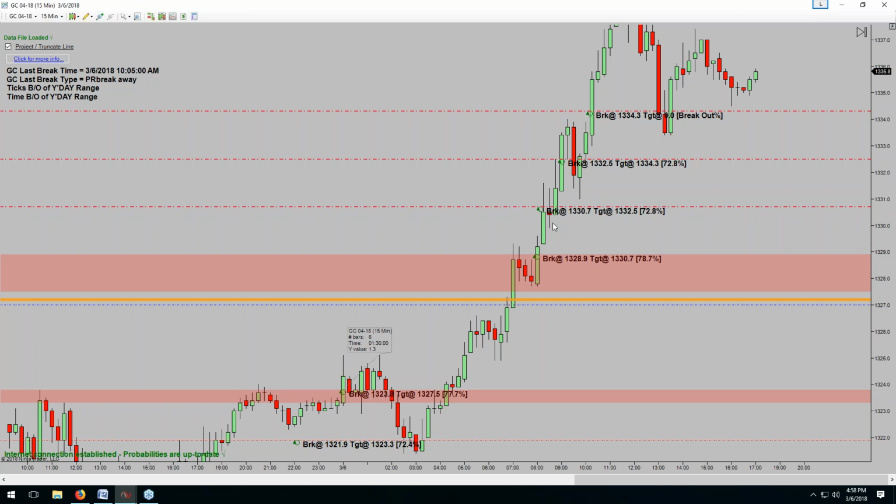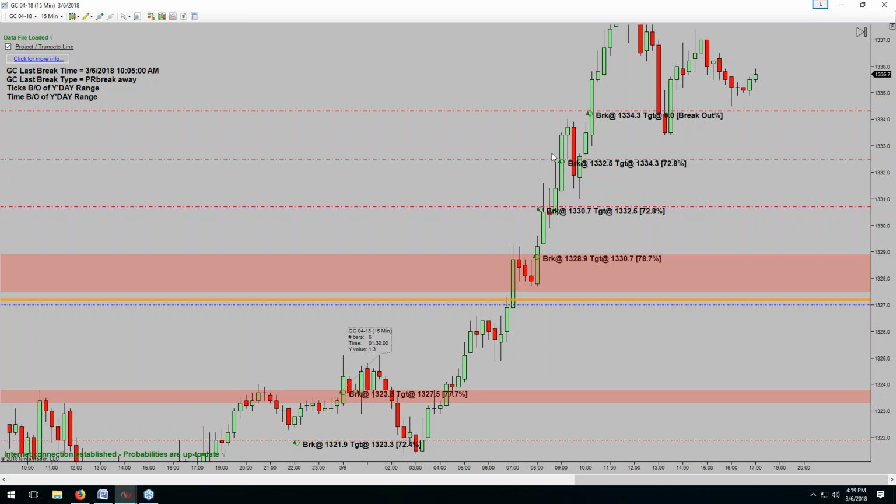So you could take it, add to your position if you want, or you could just trail your stop knowing that, okay, hey, we're just breaking this 13.30.70 area with a target of 32.50, and a 72.8% chance of probability that it's going to hit that next target above. What do you know? It hits the target above. So once again, if you're already out, you can enter again when you get this signal here, 32.50, target of 34.30, 72.8% probability that it's going to hit that next target above.